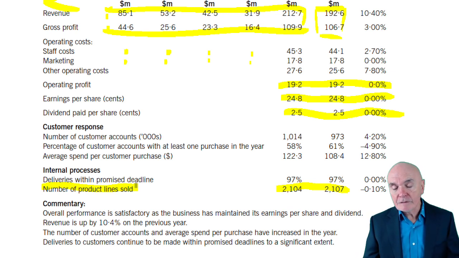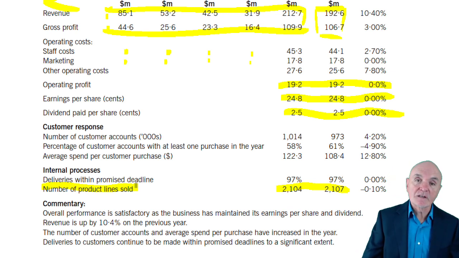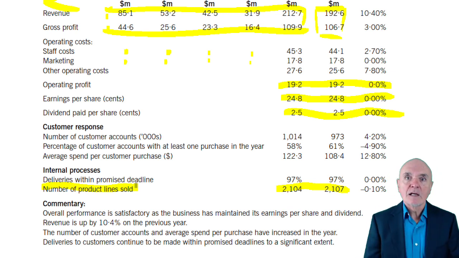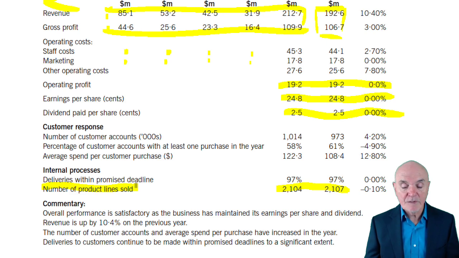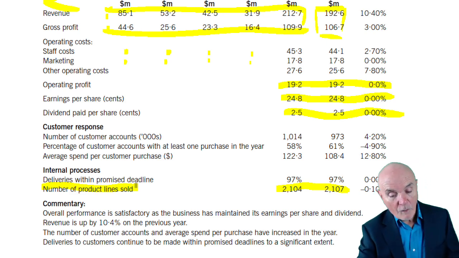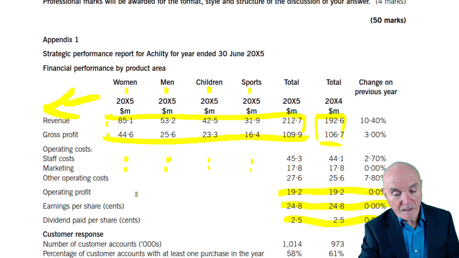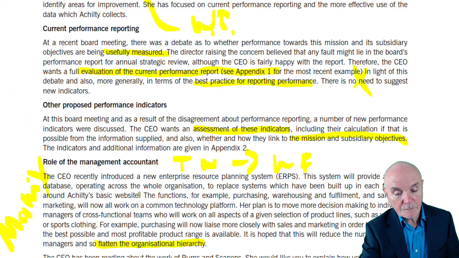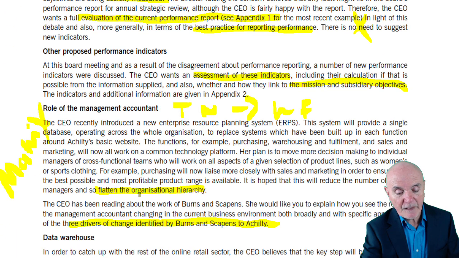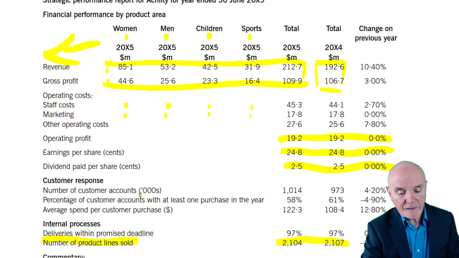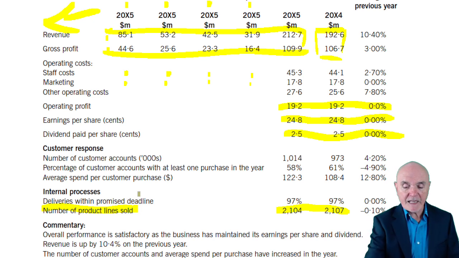We're not asked to suggest other measures here. If we had been asked to suggest other measures, which we have to stay away from, then of course some feedback from customers might be quite interesting on what they think of the product ranges and their fashionability. What else came into the subsidiary objectives? We had an increasing number of customers and their individual spend. What do we have down here? We have the number of customer accounts. Okay, we can see that's increasing.